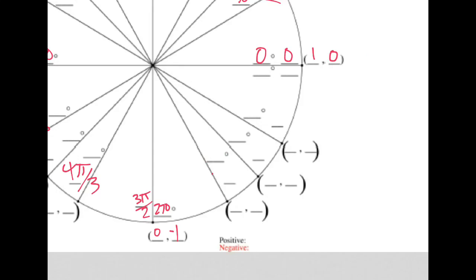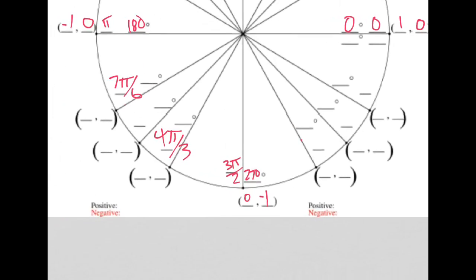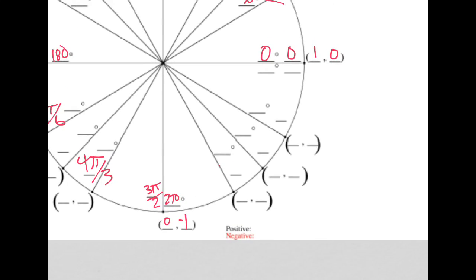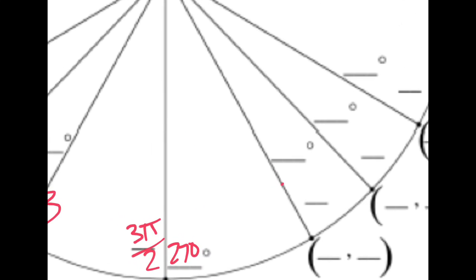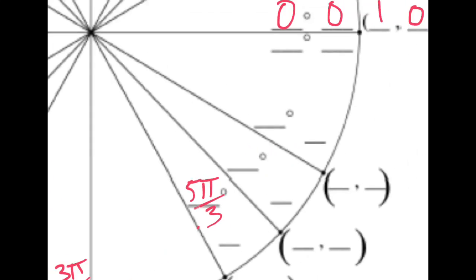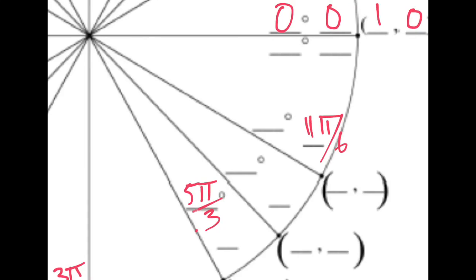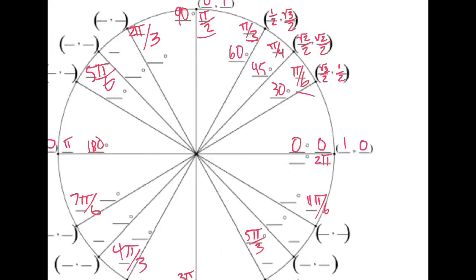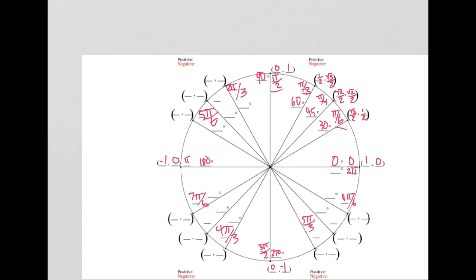Sorry, I goofed up. We got the 4 pi over 3 there, which came from 8 pi over 6. So the bottom is 9 pi over 6, reduces to 3 pi over 2. And then here we get 10 pi over 6, which reduces to 5 pi over 3. And here we get 11 pi over 6. And then finally, one full revolution gets us 12 pi over 6, which is the same as 2 pi. So I'm just counting by sixths there all the way around.